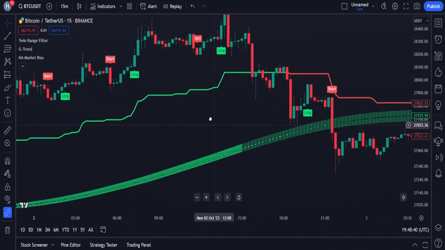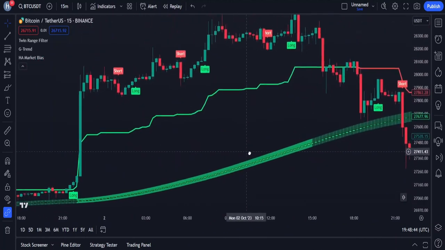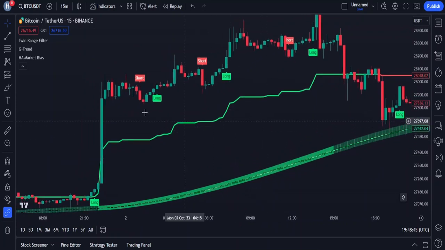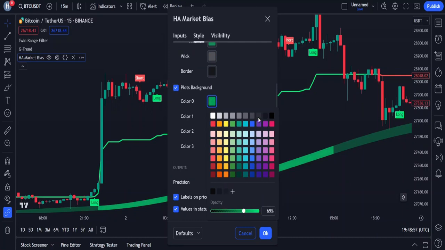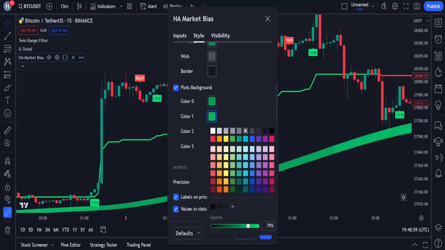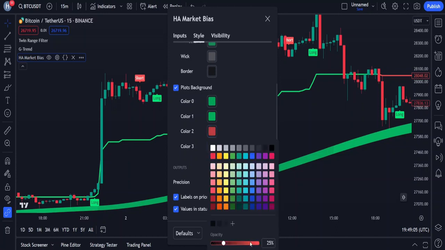So with the knowledge of both short-term and long-term trends, trading against the trend can be completely prevented in the strategy. After applying the indicator to the chart, open the settings for this indicator, and in the Style section, disable the Heikin-Ashi option completely. Then change the opacity of all the background color options to 70% opacity. Make sure all of them are set to 70%.